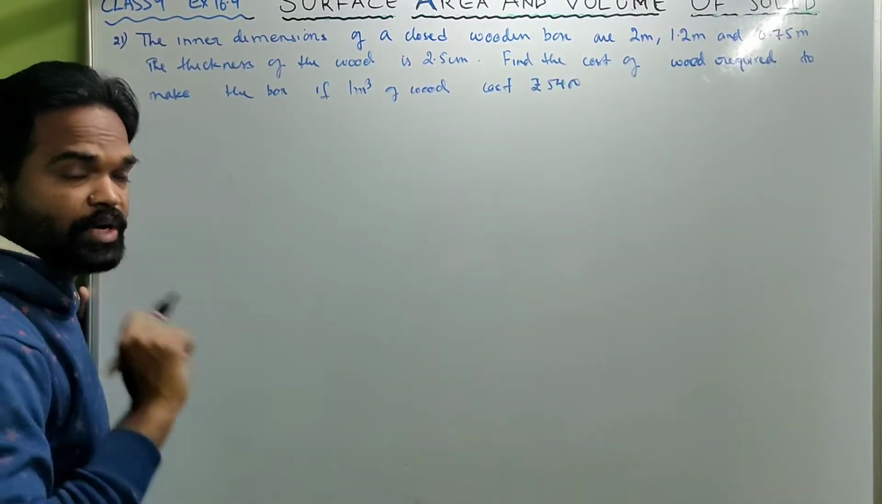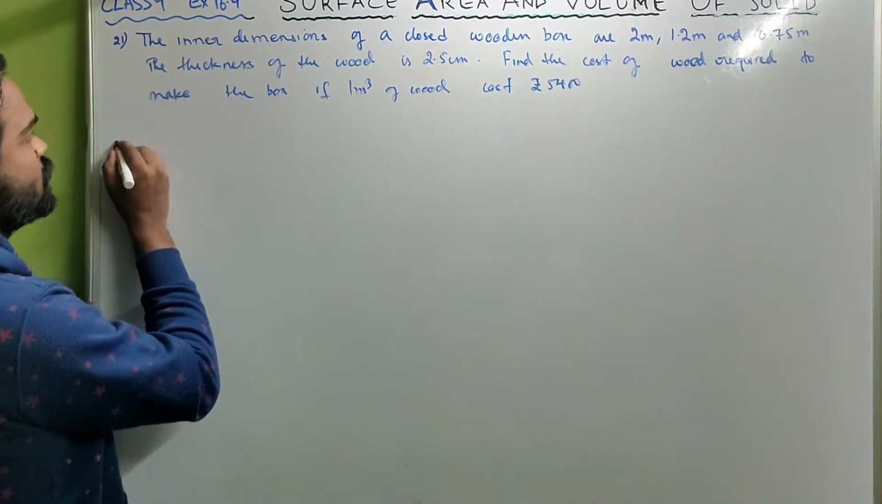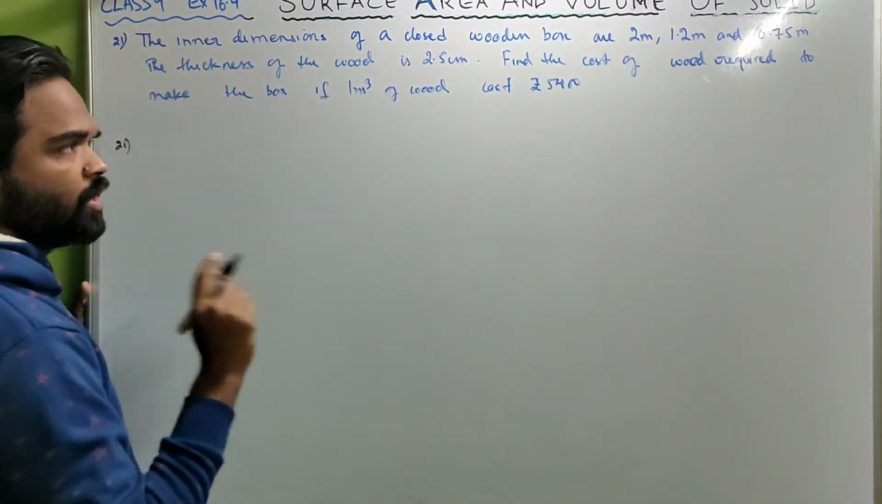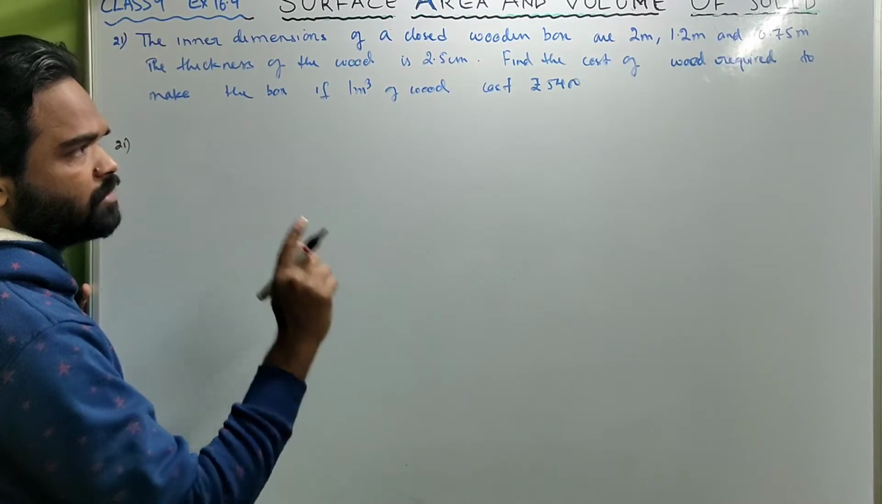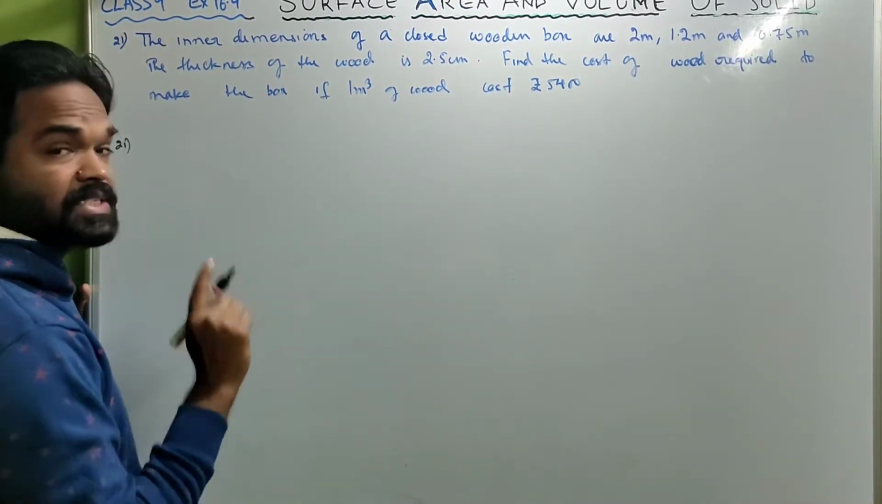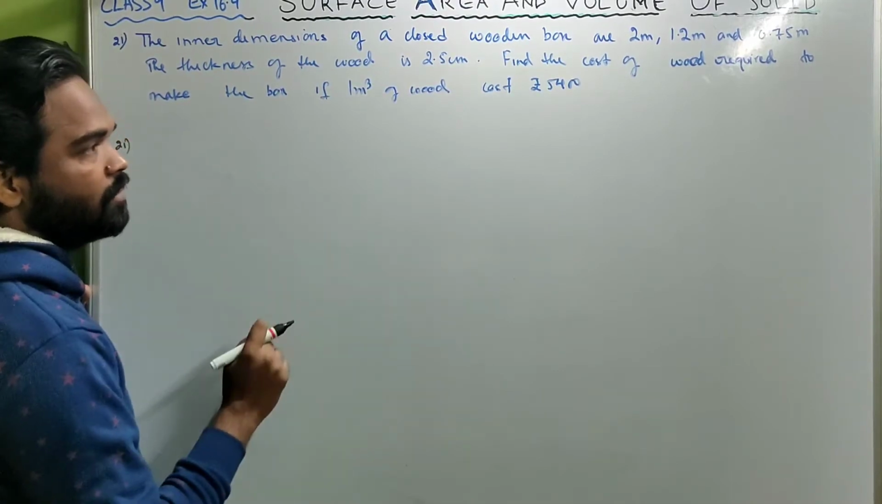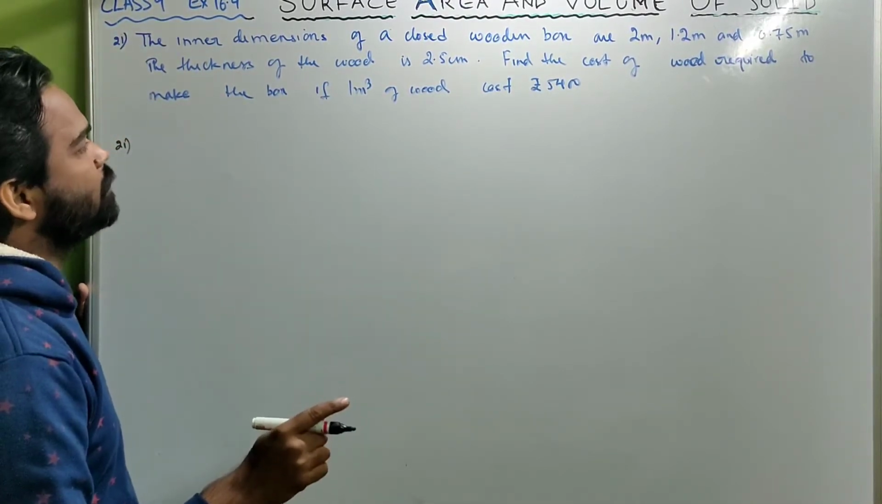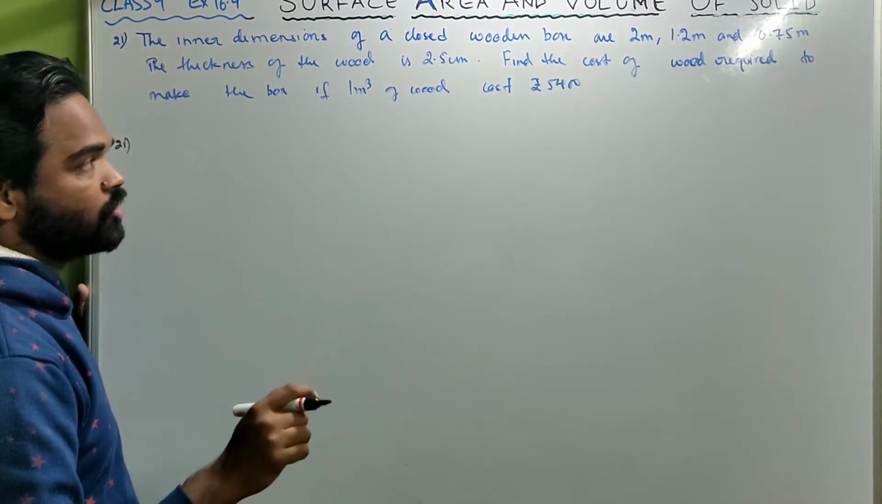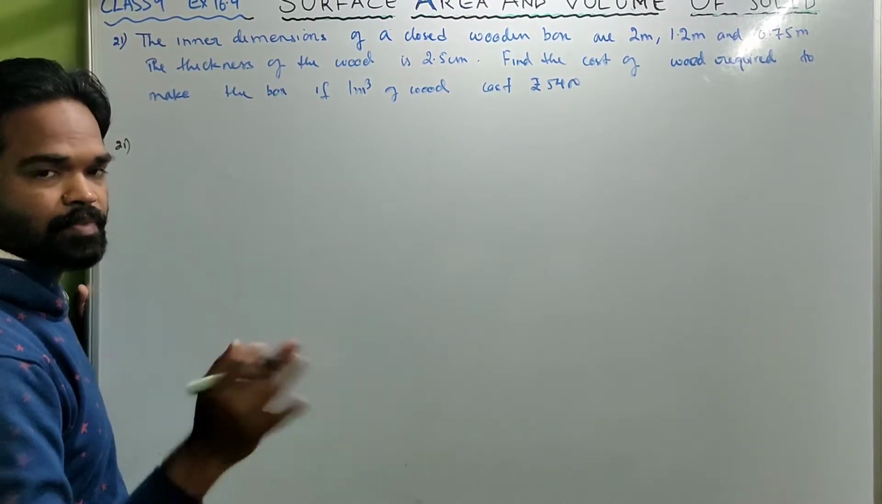Now look at sum number 21. The inner dimensions of a closed wooden box are 2 meter, 1.2 meter and 0.75 meter. The thickness of the wood is 2.5 centimeter. Find the cost of the wood required to make the box if 1 meter cube of wood costs this many rupees. So there are two cases.